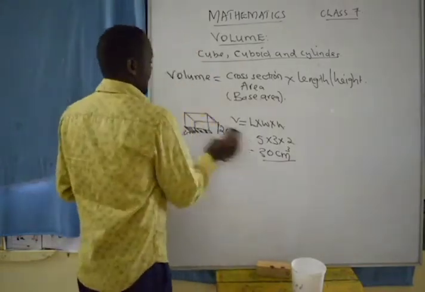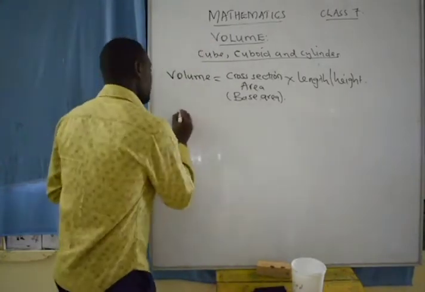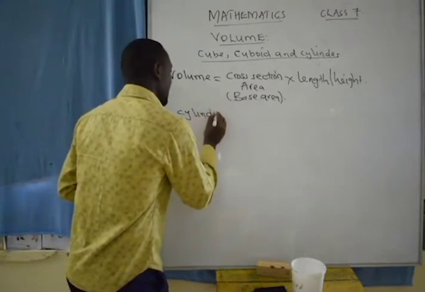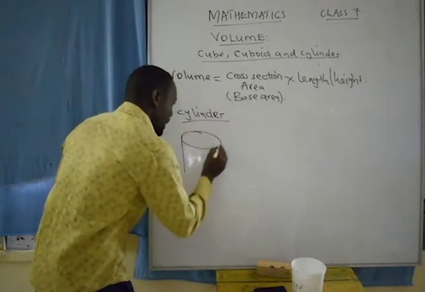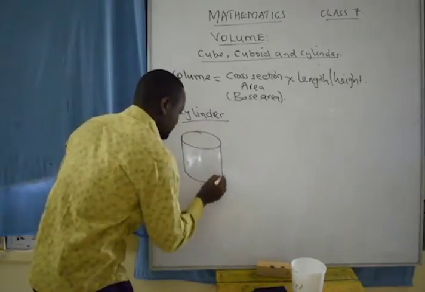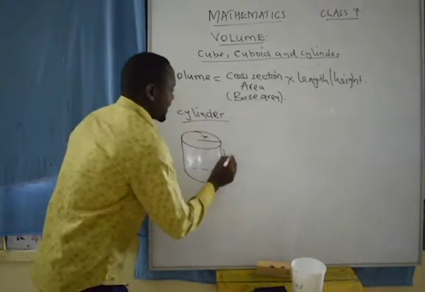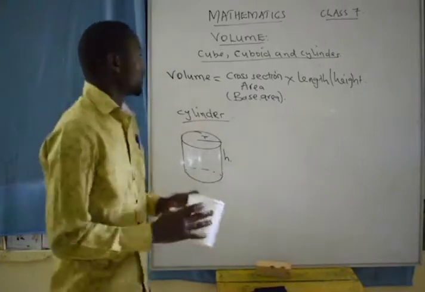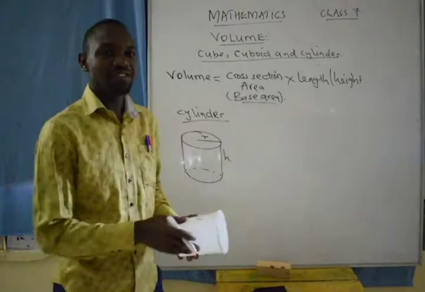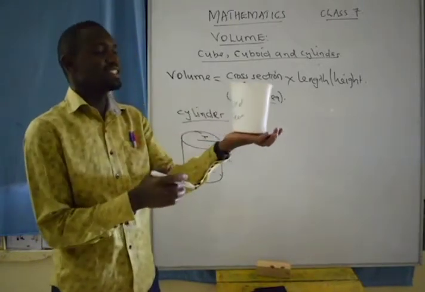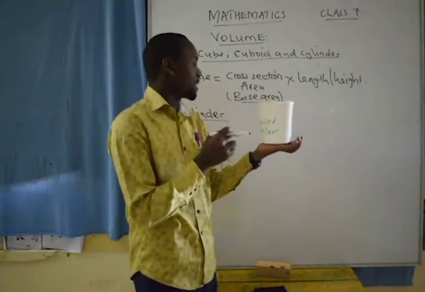Let's look at the formula for getting the volume of a cylinder. We said a cylinder is a circular based prism. That is a cylinder, for example, this one. So to get the volume of a cylinder, we get the base area. How do we get the base area of a cylinder? This is the base area where the cylinder is in contact with the ground, such that once it is placed, it can be stable.